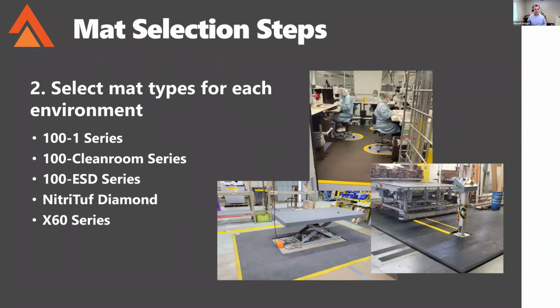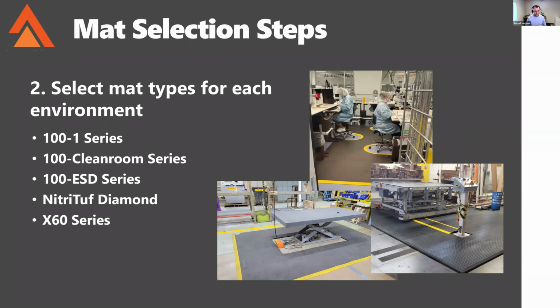Step number two, once you've got your list of the different environments involved, then you would start the mat selection process. So then lining up what mat is going to work in each of these different types of environments that we have present. So some examples on the screen of the mats that we offer. We'll touch on those. And as I've said before, this can apply to any types of mats and any types of environments and industries that you may have present. You can then start narrowing down what is the right mat for each of the departments that we have listed.